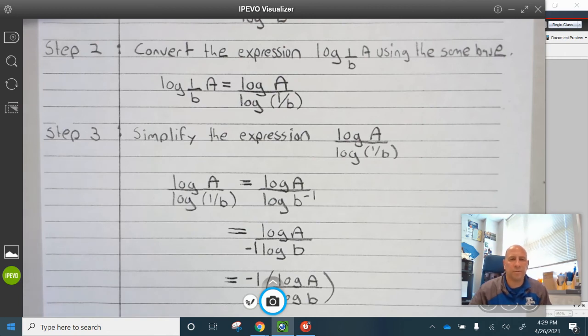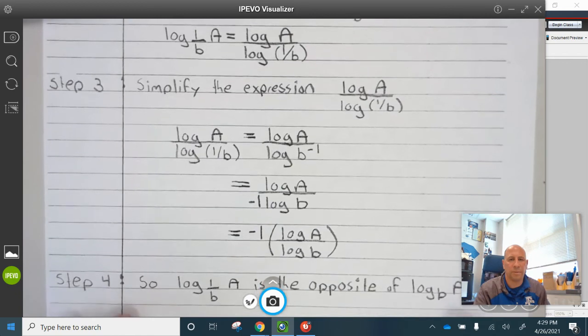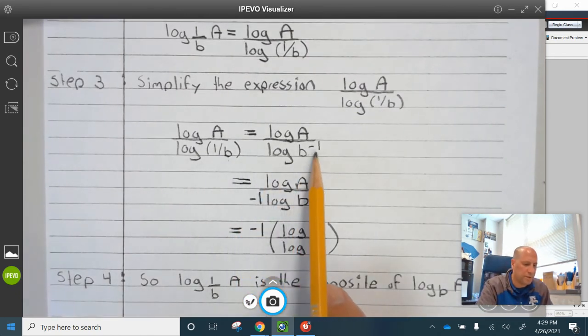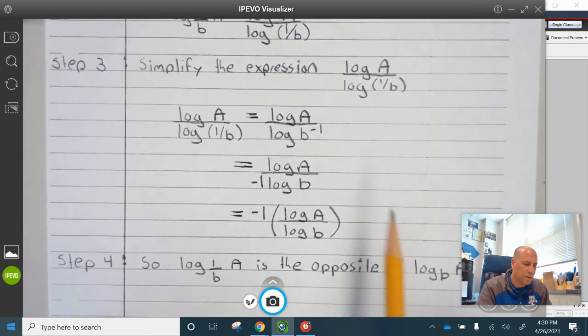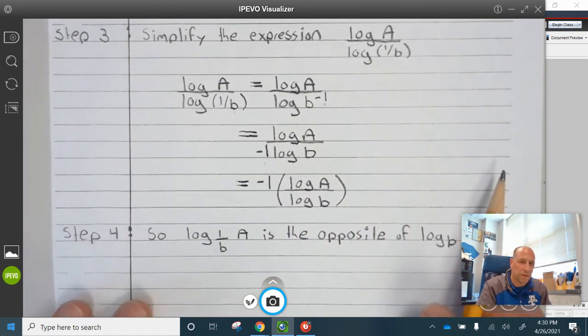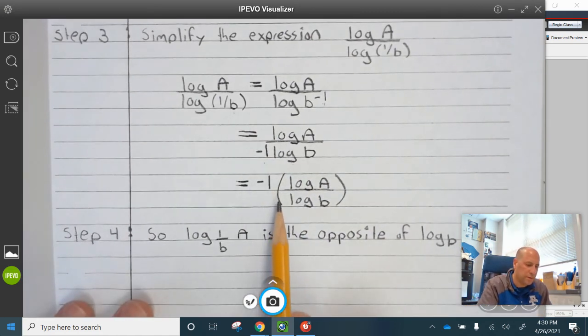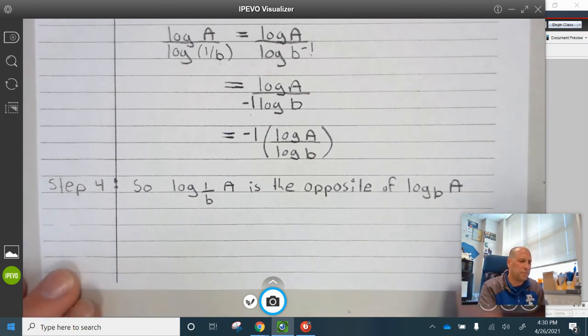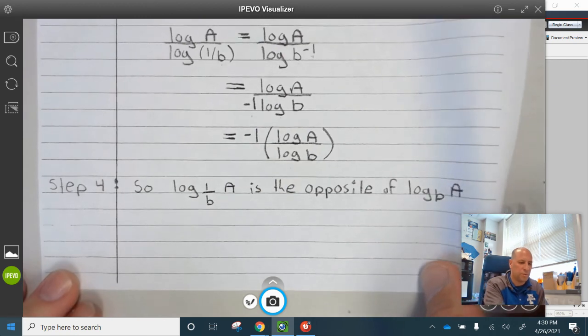Step 3. Simplify the expression log of a divided by log of 1 divided by b. And when you do that, 1 divided by b is equal to b to the negative 1. So then the negative 1 comes to the front, so log of a divided by negative 1 times log of b. Then negative 1 can come to the front and be multiplied by log of a divided by log of b. So in step 4, log base 1 divided by b of a is the opposite of log base b of a. All right, go and finish up your assignment and have a wonderful Wildcat day.